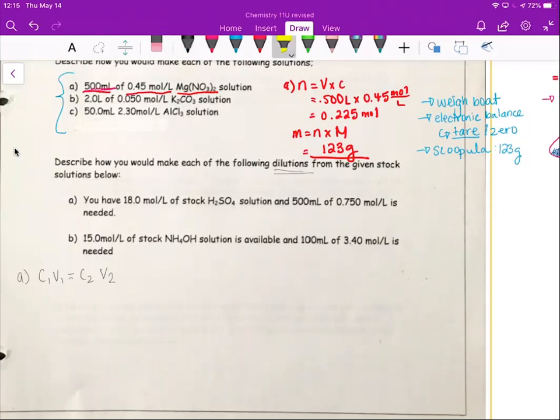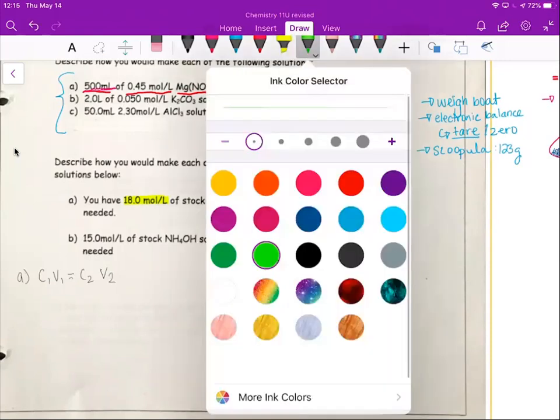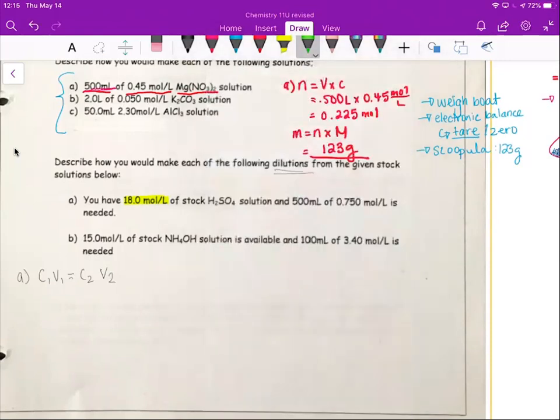All right, so what's my C1 or V1? It's this one, okay? You have 18 molar solution. What do you want to make? Let me change this to a, oh, I can't do a, oh, whatever.